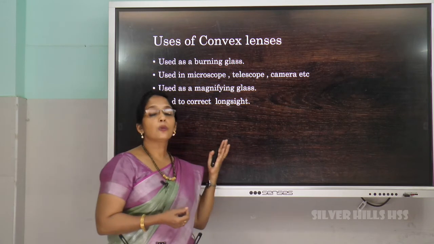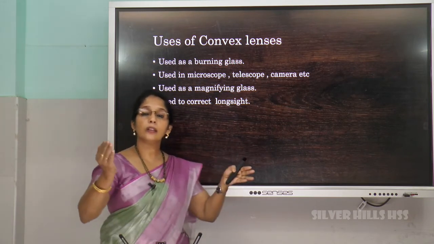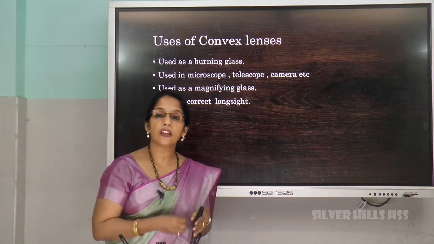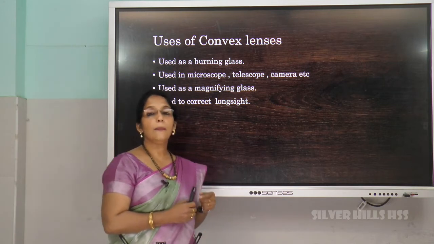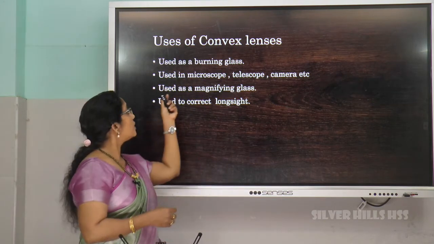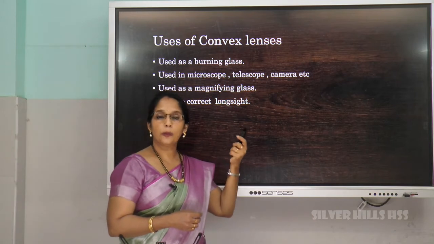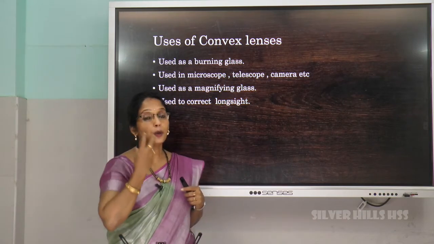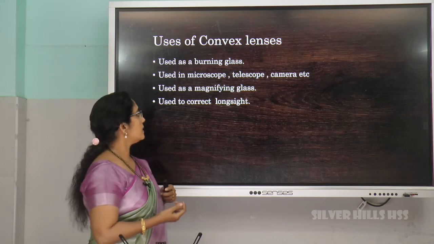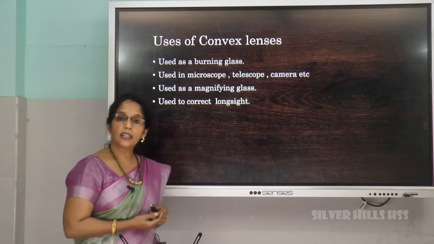So why is it used as a burning glass? Because all the light rays will be converging to a fixed point. So it is used as a burning glass, as well as in microscope, telescope, camera, etc. In a human eye, which lens? It is convex lens. And it is used as a magnifying glass also.